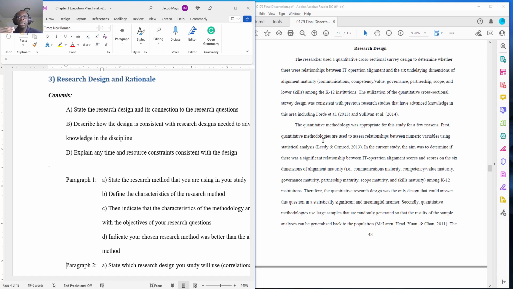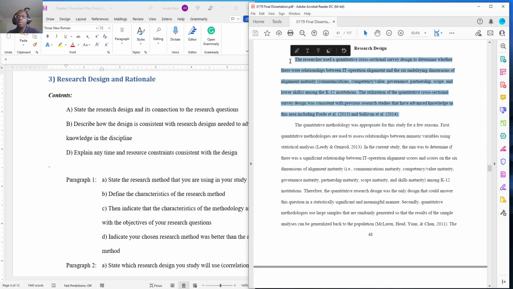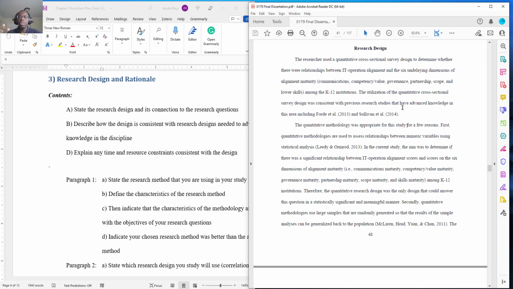Okay, I'm going to talk about that in another paragraph where you talk about the consistency of the design in the research. Other research studies have used this design as well. But this person actually captured it in their first paragraph, which is more of an introduction. They used the first paragraph to state what the design was, both the quantitative method and the actual design, the cross-sectional survey design. And then they talked about that is consistent with other research that was done in this area.